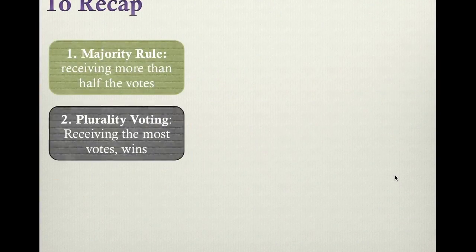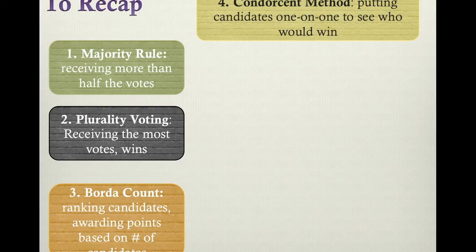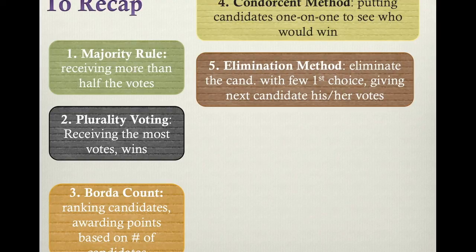So just to recap, here is what we've looked at. Majority rule receives more than half the votes. Plurality voting receives the most votes, period. Borda count is when you rank the candidates and we award points based on the number of candidates that there are. We looked at Condorcet when we put these candidates head to head. Then we saw elimination, where we only cared about first choice votes, and the person who gets the lowest first choice votes is eliminated, and then his or her votes get distributed to the second place person in their category.